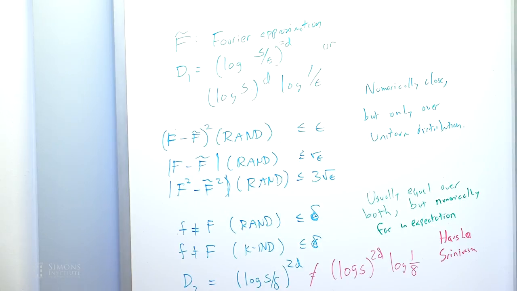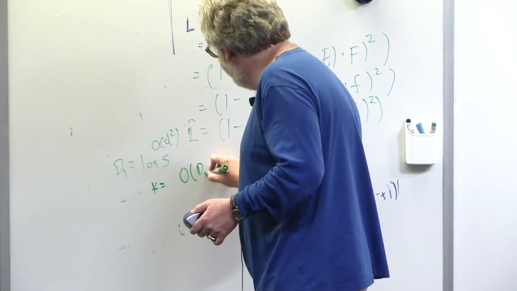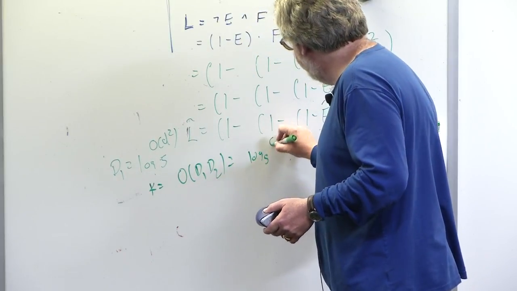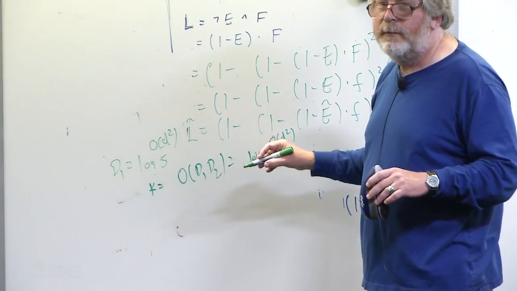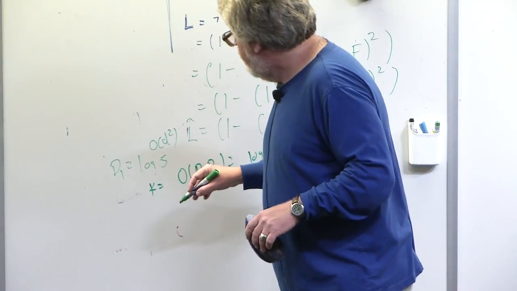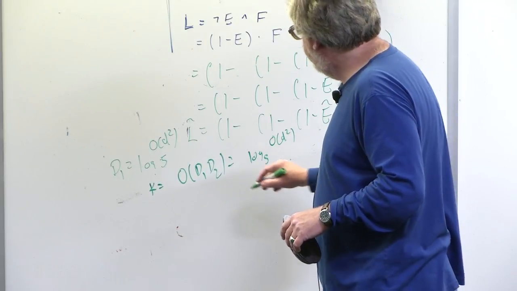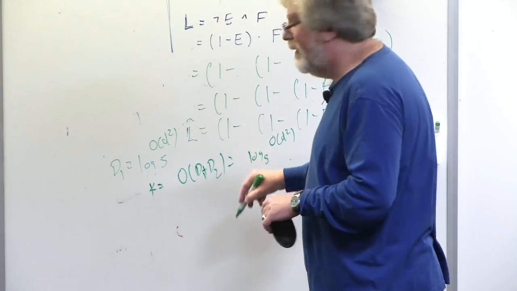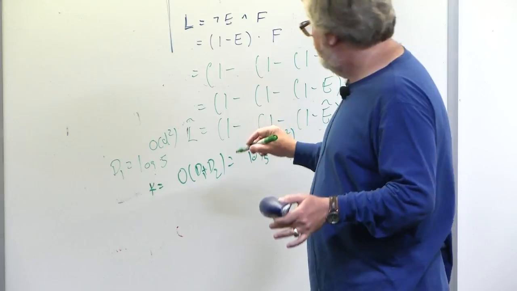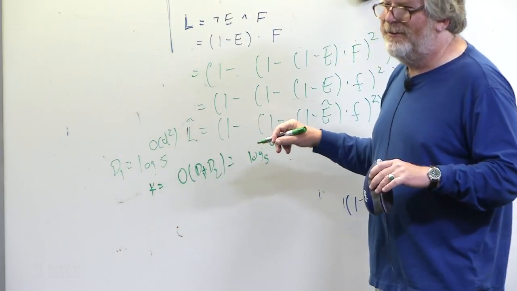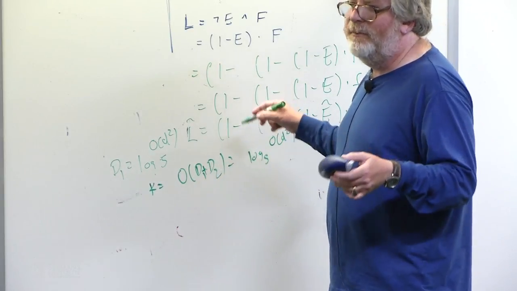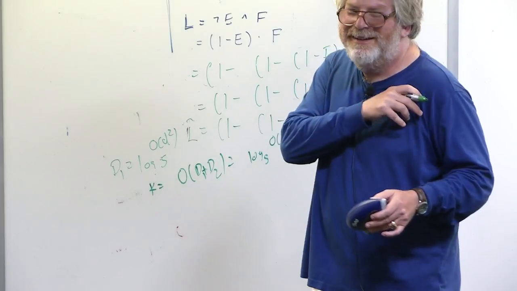Okay. So our K is going to be order D1, D2, which is going to be like log S to the order D squared. Isn't it just the sum? Yeah, D1. Yeah, it's just the sum. Okay, but times two, yeah. So the D1's going to become pretty much irrelevant. Even if we multiplied them, the D1 would be pretty much irrelevant.